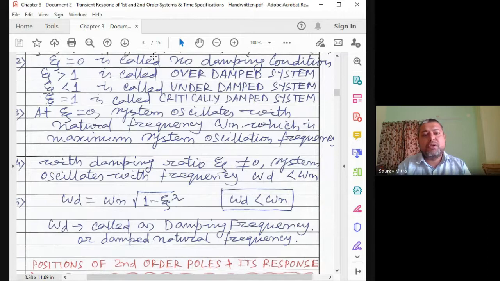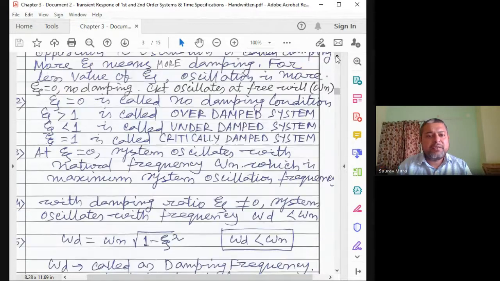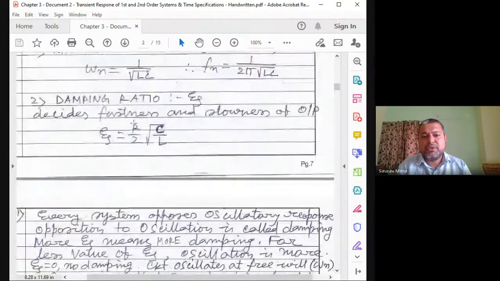Third thing, zeta is equal to 1. Zeta is equal to 1 means you keep r is equal to 2 ohm, L is equal to C is equal to 1. So in the previous formula of zeta, keep r is equal to 2 ohm, so 2 by 2 is equal to 1. And C is equal to L is equal to 1. That means 1 farad, 1 Henry and 2 ohm. If this is the system, in that case you will find zeta is equal to 1.